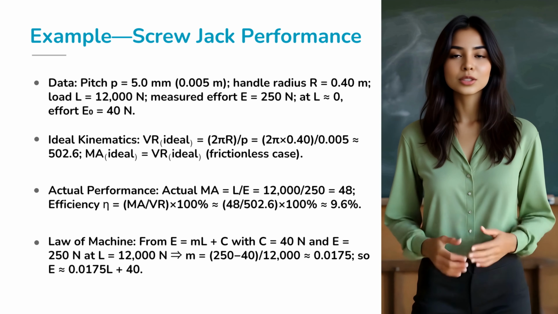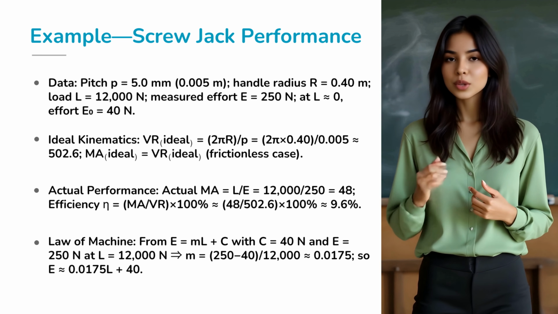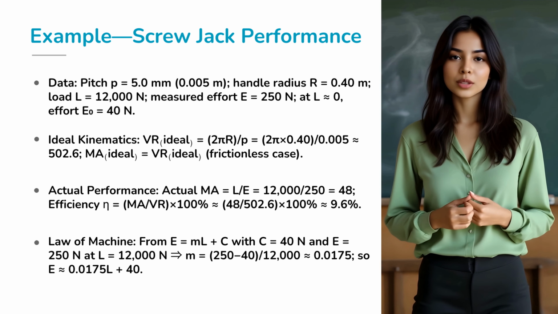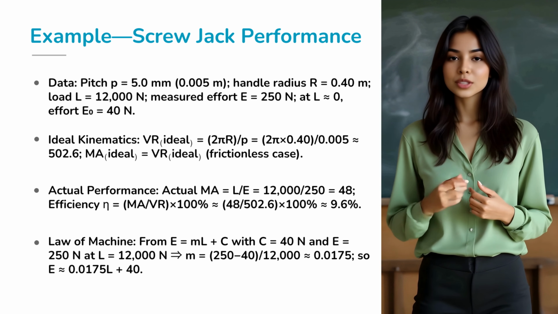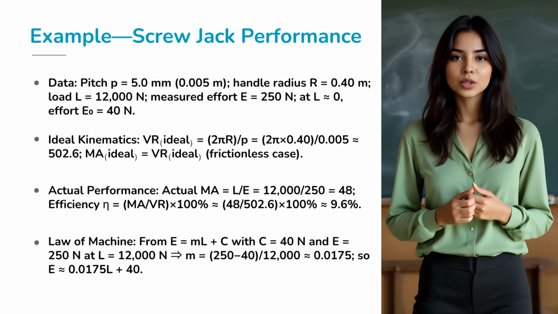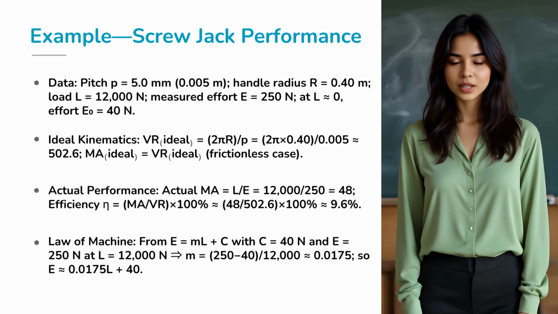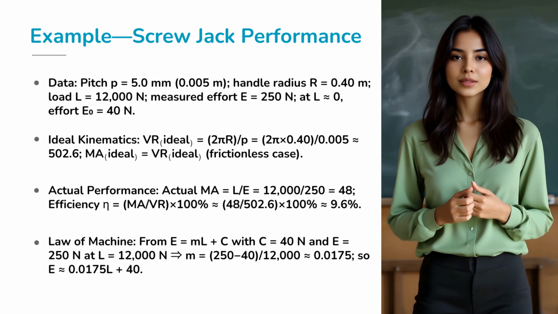We are given that the screw jack has a pitch of 5.0 mm or 0.005 meters and a handle radius of 0.40 meters. The load to be lifted is 12,000 newtons and the measured effort required for this load is 250 newtons. When the load is close to zero, the effort required is 40 newtons.